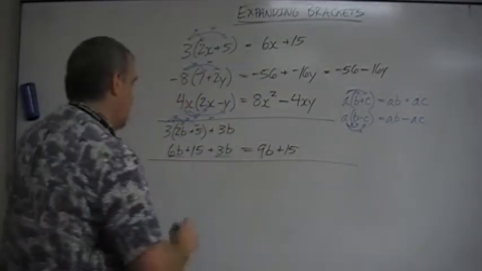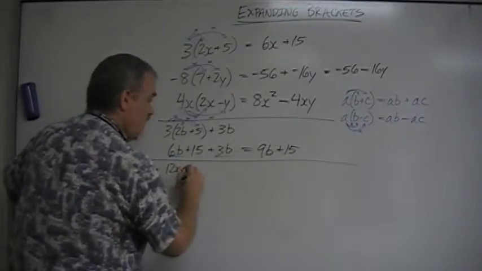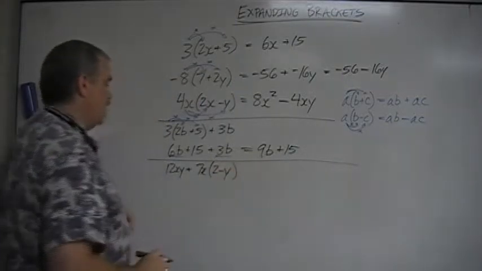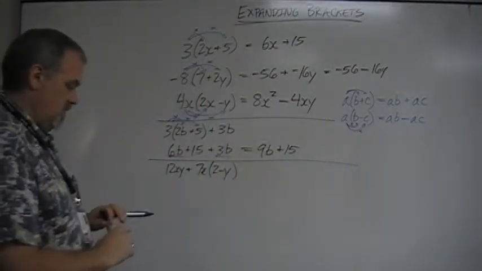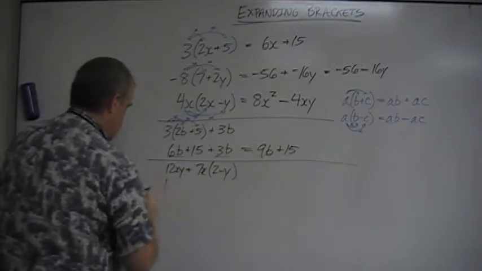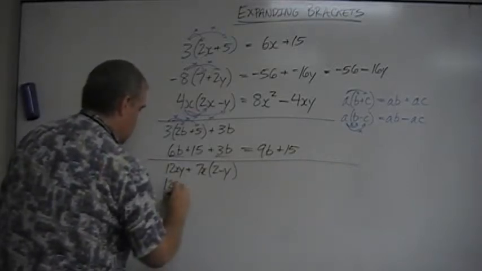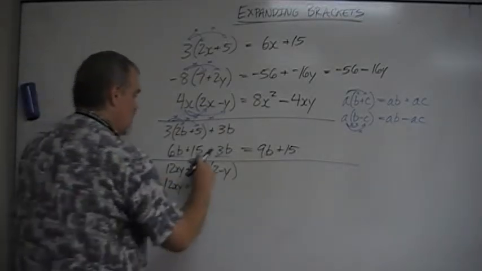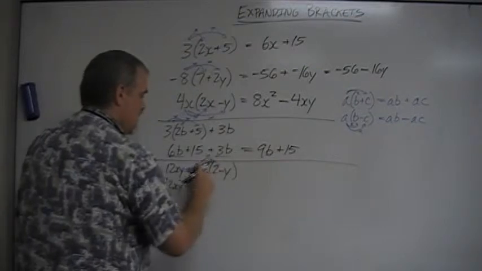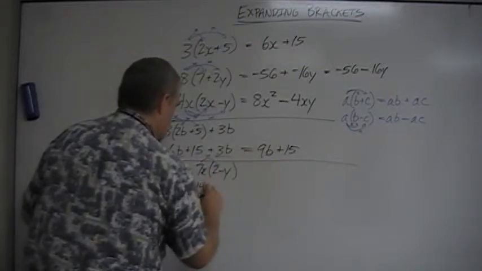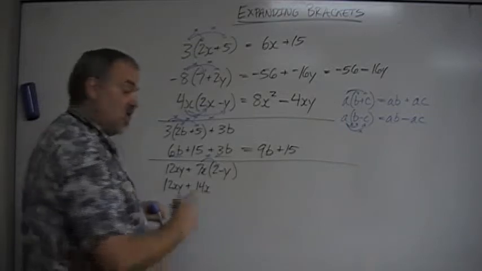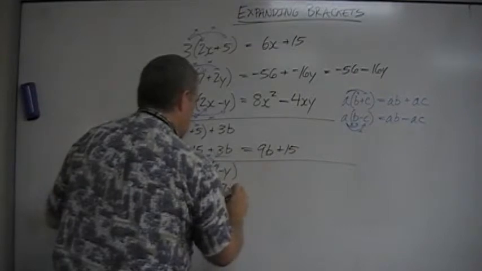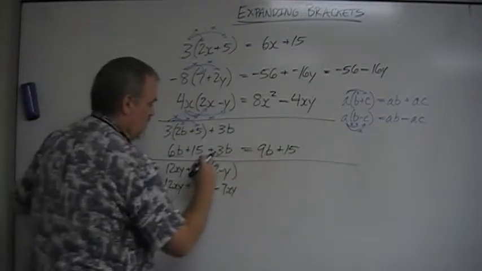One more example, 12xy plus 7x times 2 minus y. Now this one, I have 12xy out in the front, which I'm not going to do anything right now with. I need to remove my grouping symbols. So I'm going to multiply here. 7x times 2, 14x. Now this minus, so that goes with the y. Minus 7x times y, 7xy. And I multiplied there.